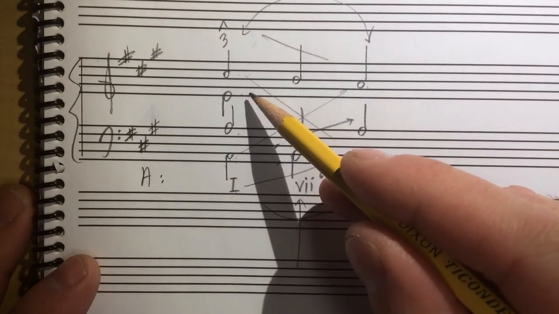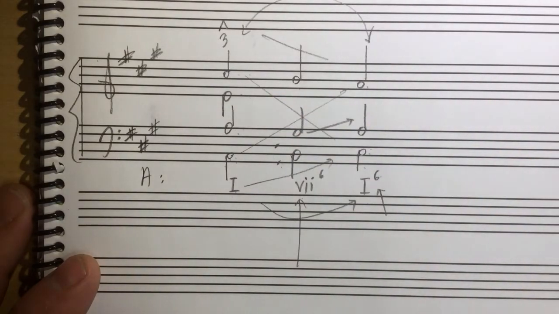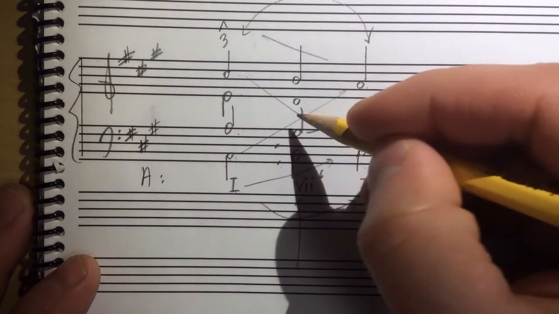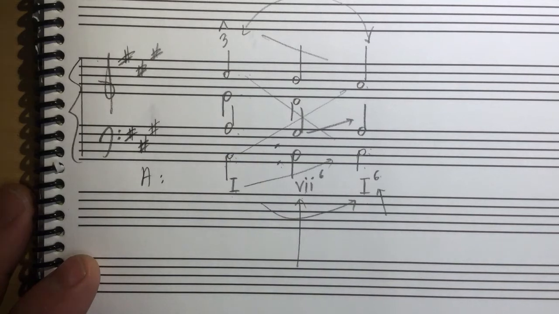What are we going to do with the alto? It's sitting on an E natural. What notes do we still need to use? We need the D, and you can use it right there.